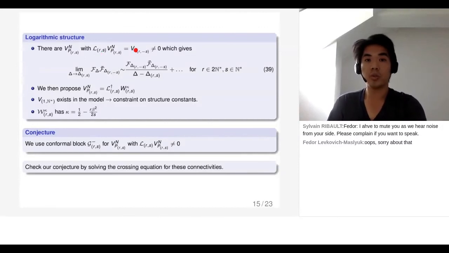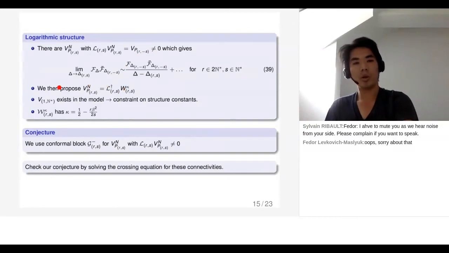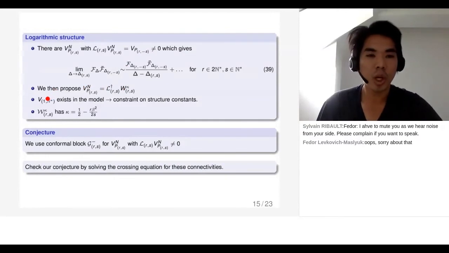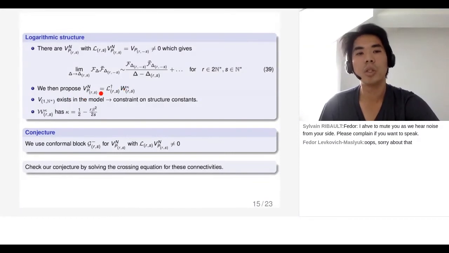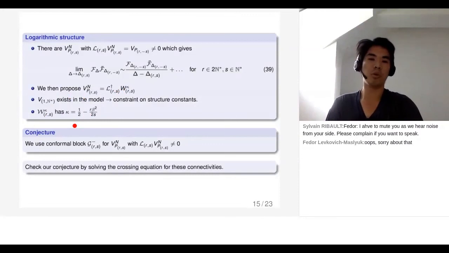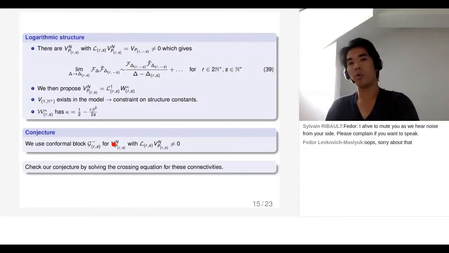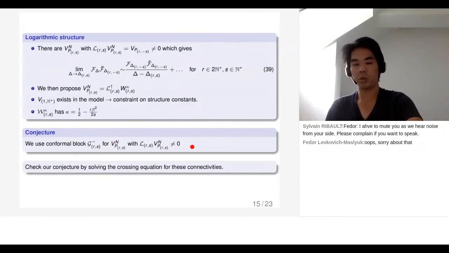So since it has this non-vanishing null descendant here, we then propose that it could belong to our logarithmic representation by this relation. And because we have this degenerate field in the spectrum of the model, the logarithmic representation would be constrained to have this particular value of coupling. In conclusion, we are proposing this: whenever you find a non-diagonal field with a non-vanishing null descendant, we shall use our logarithmic blocks. Otherwise, we just use the conformal block for Verma modules.